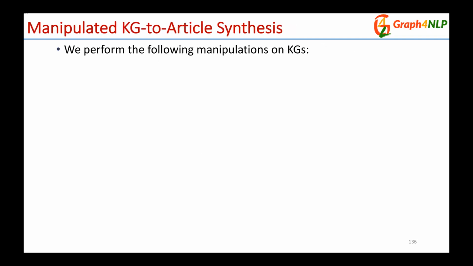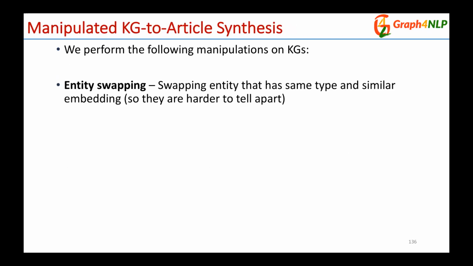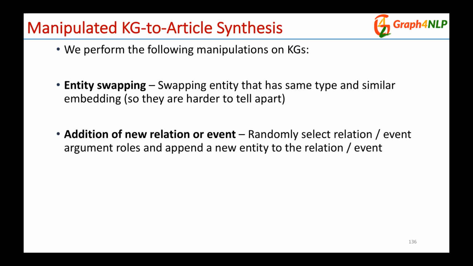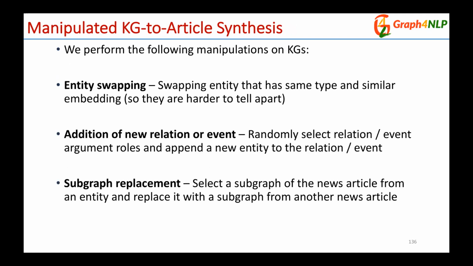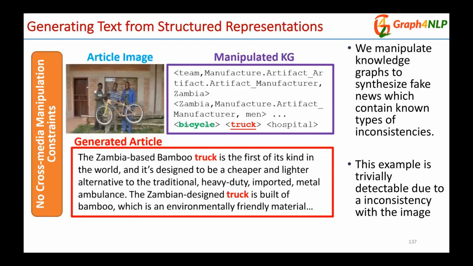So the operations we have tried include entity swapping, which means we will replace the entity with its most similar one. And we also will add some new relations and events. And sometimes we can even replace the whole subgraph with another subgraph from another article. So these are just some examples.